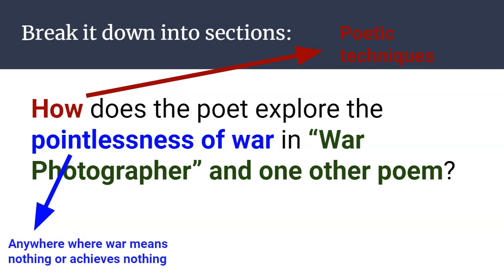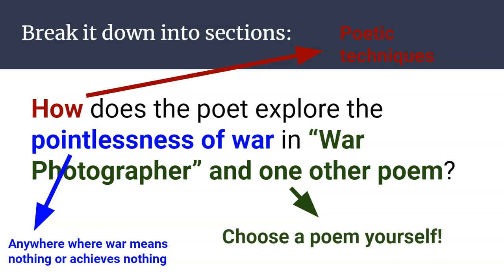Now, the pointlessness of war. This is anywhere where war means nothing or achieves nothing. So we don't have to be entirely prescriptive. It might be that you find a poem that isn't actually explicitly about one war or war in general. I mean, if you think about War Photographer, that's actually about a photographer. It's not necessarily about war itself. So we're going to have to be a little bit abstract in our thinking already. And then finally, you choose this poem yourself.